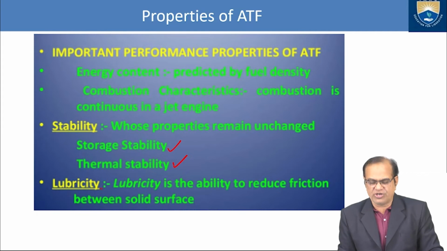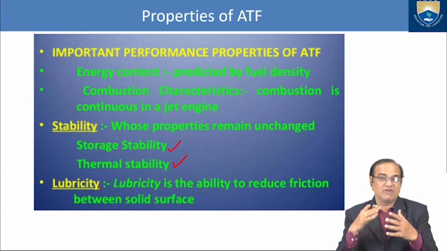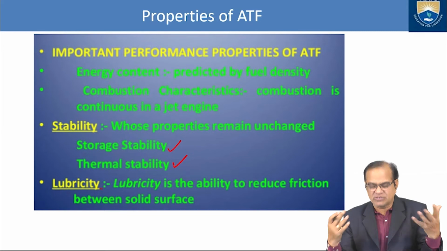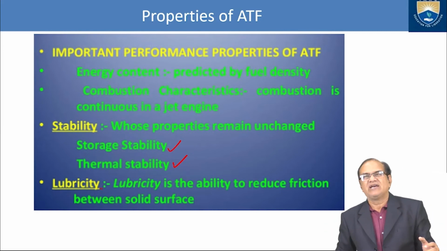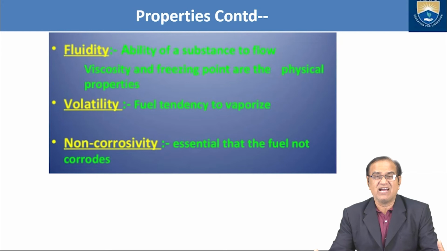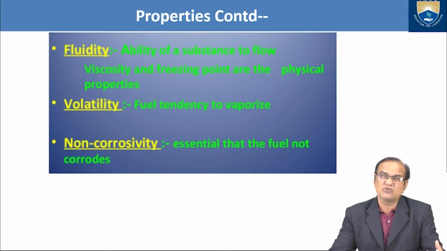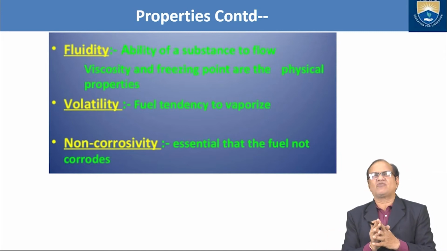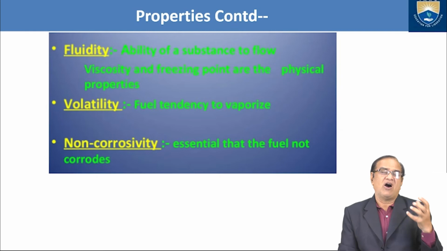Then is the lubricity. Lubricity is the ability to reduce friction between solid surfaces. So if fuel is going through a pipeline or some pumps, it should also give some lubrication property to the system. Next is fluidity, the ability of a substance to flow: viscosity and the freezing point, or the physical properties. So fluidity also should be there, means at a low temperature it should not become very viscous. A proper amount of viscosity is required at all given operating conditions.